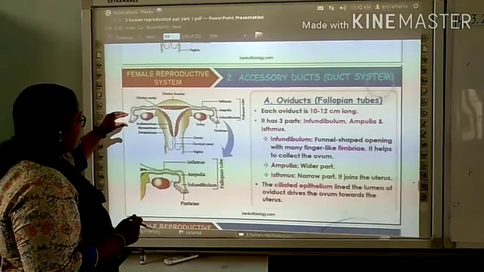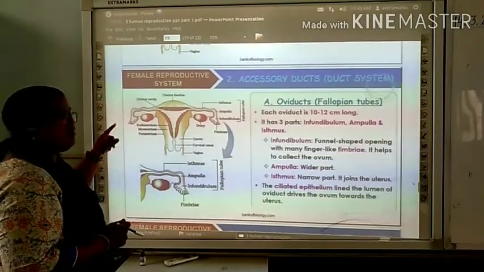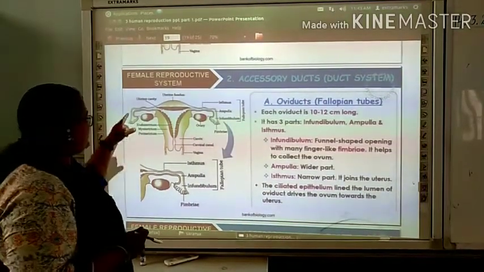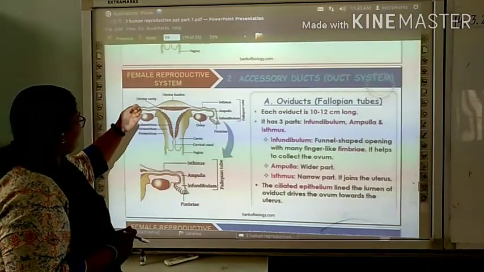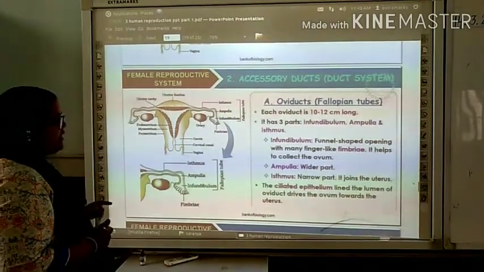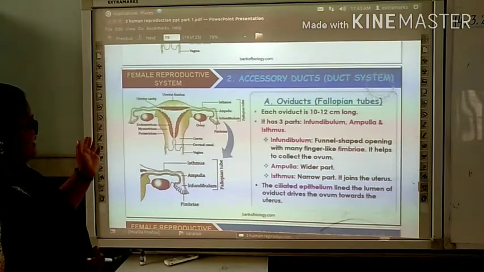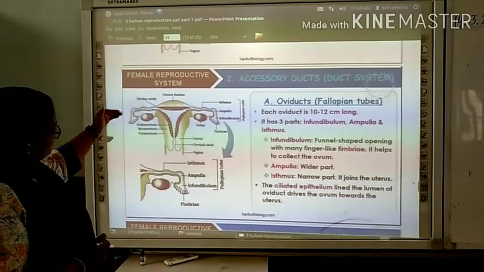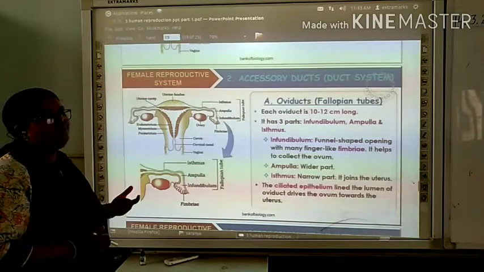Here you can see a finger-like part, which is called the fimbriae, and a shorter part which is called the infundibulum. After this there is the ampulla part, and the last part of the fallopian tube is called the isthmus. Mainly we can say three parts: infundibulum, ampulla, and isthmus, and at the tip there is a finger-like projection called the fimbriae.